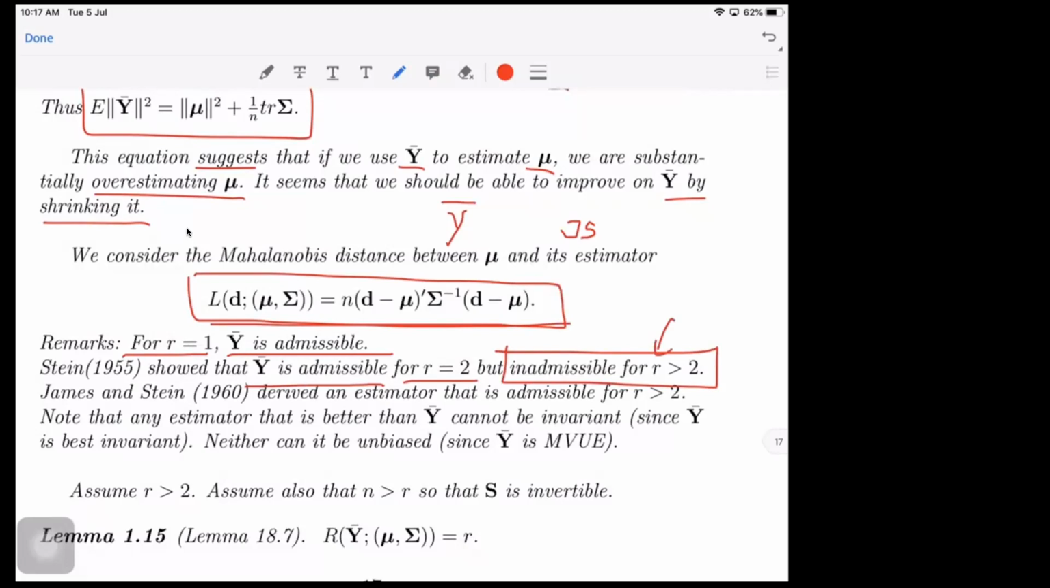So what James and Stein did is to derive an estimator that is better than y bar for r greater than 2. But then again, since y bar is invariant and unbiased, this new estimator now is not invariant. It cannot be invariant, and it cannot be unbiased also. So it's a biased estimator.